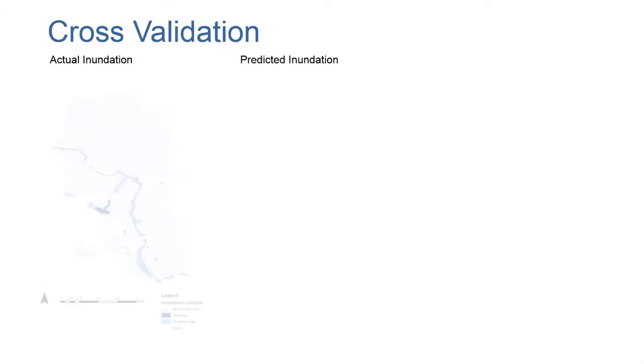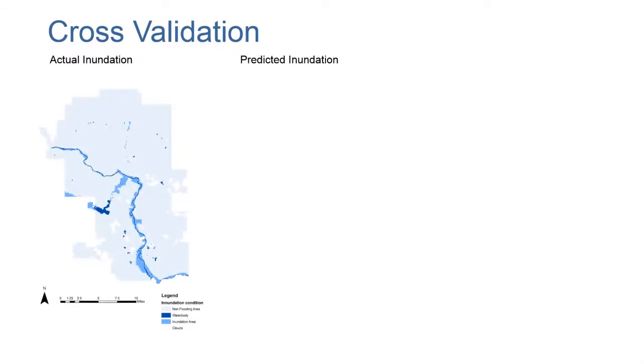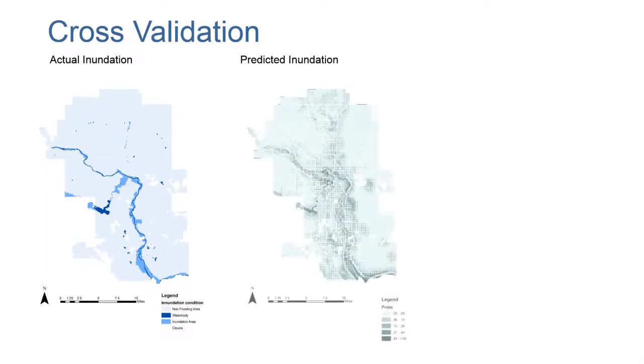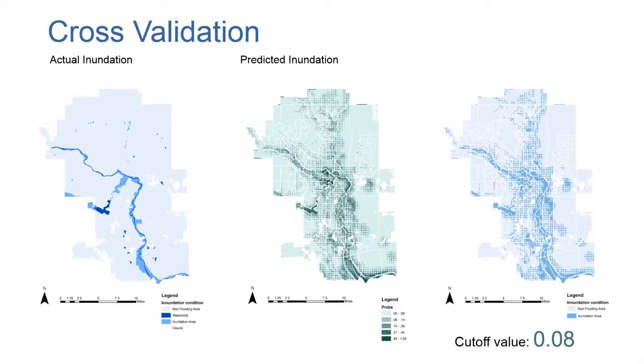On the left is the map of the actual inundation that occurred during the 2013 flood. This also includes water features and areas that were not inundated. In the middle, we have a map that shows the predicted inundation based on the model that we created. Areas that are lighter are areas where there is no predicted inundation, whereas areas that become darker green are areas where there is more likely to be inundation in a flood. Then, using the same cutoff value of 0.08, we classified cells in Calgary where there was flooding or where there would not be flooding in our predicting model.